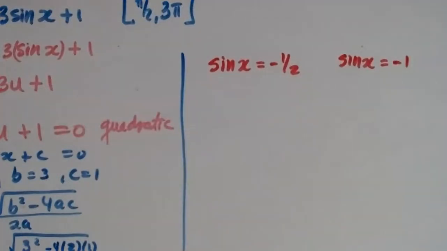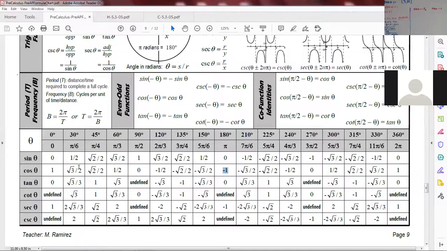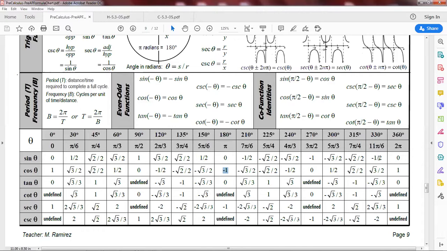So what I'm going to do is check my table right here in the pre-calculus formula chart, and I see sine is -1/2, you see here, for 7 pi/6, and also for 11 pi/6. You see that? -1/2, 7 pi/6, 11 pi/6. Okay, so I'm going to put that one. x equals 7 pi/6, and x equals 11 pi/6, correct?